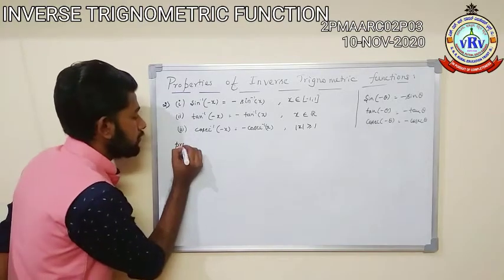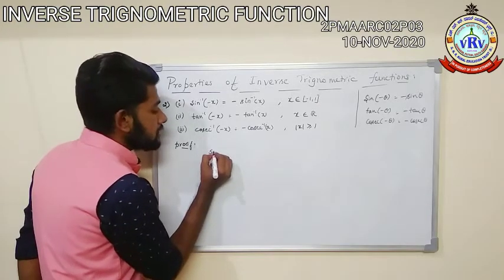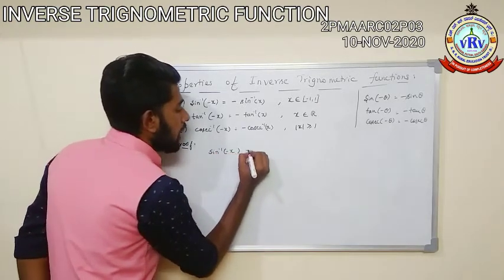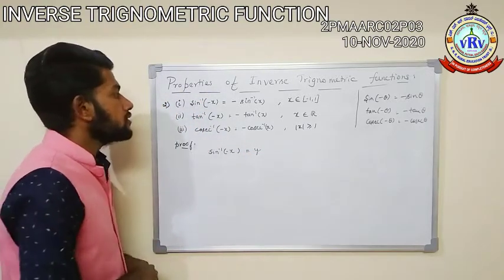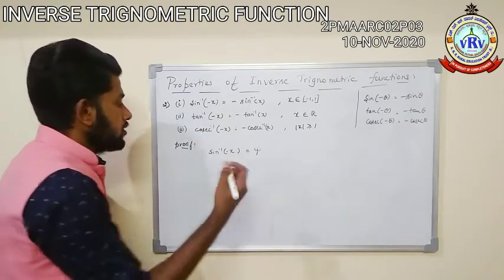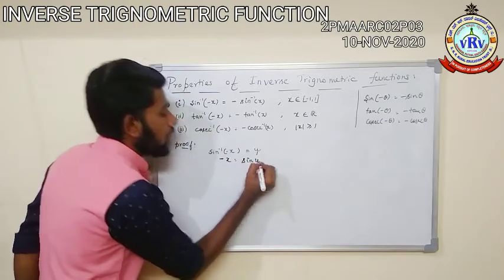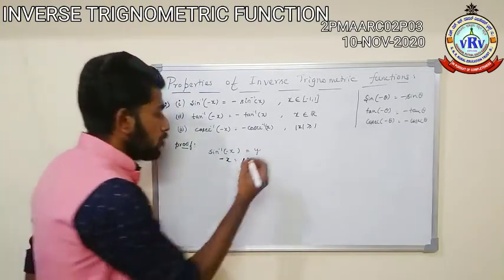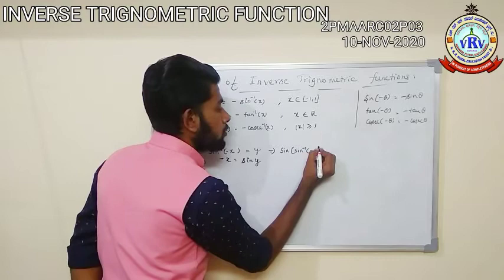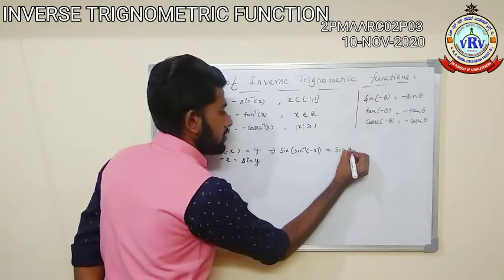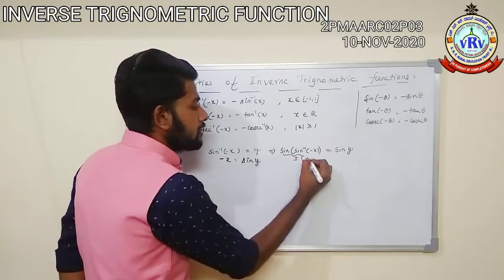So let me prove the first part of the second property. Let me take the sine inverse of x, the left hand side expression, as y. Then I have to get this equation. So let me apply the sine function on both sides. It will be like this. Okay, sine of sine inverse is nothing but the identity function.